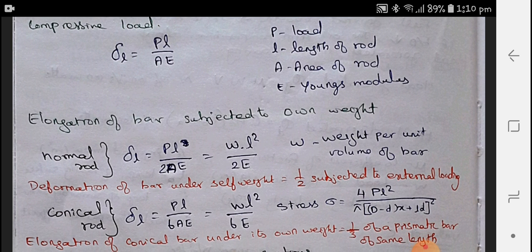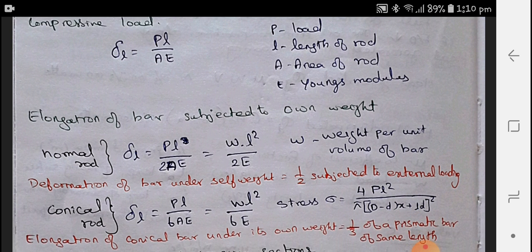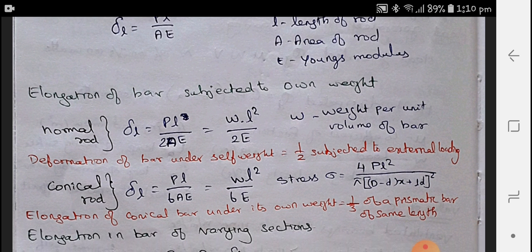So for the normal rod, delta L is equal to PL by 2AE. That means the elongation by means of own weight is half of that when the bar is subjected to either a tensile or a compressive load. From this formula, we can infer that P here is transferred to the weight per unit volume of the bar, that is W L square by 2E. The deformation of a bar under self weight is half of that when it is subjected to external loading.